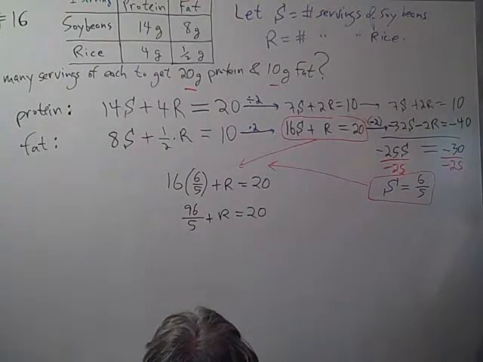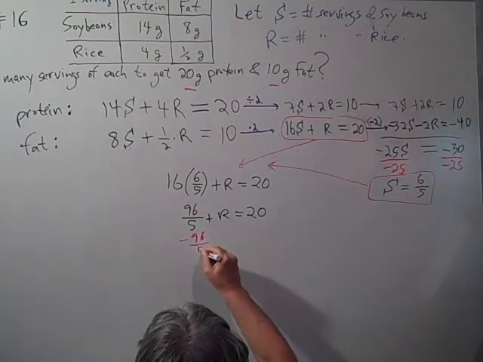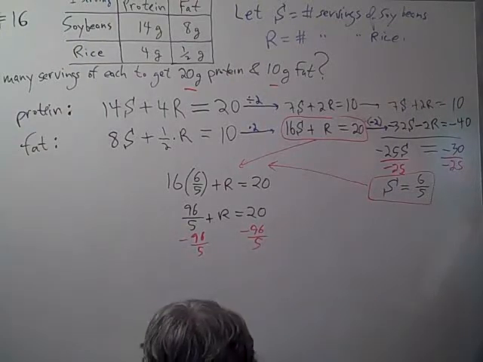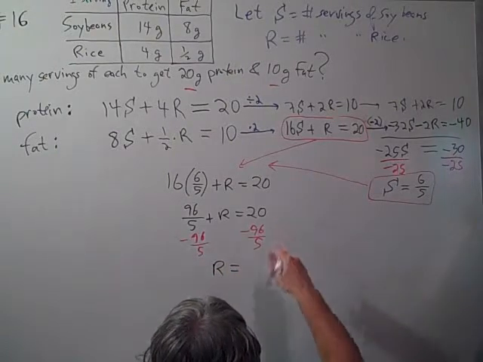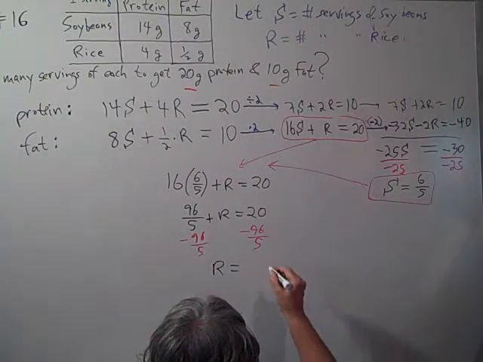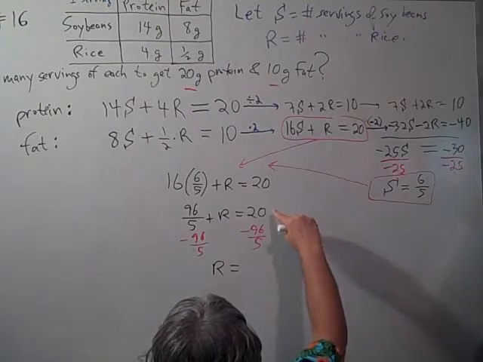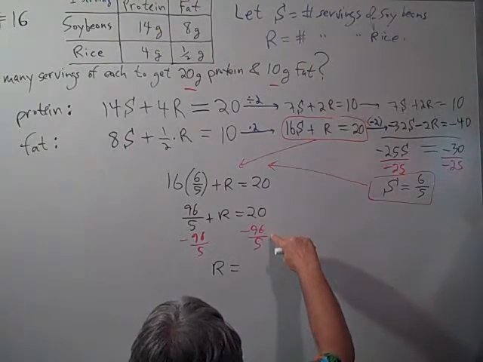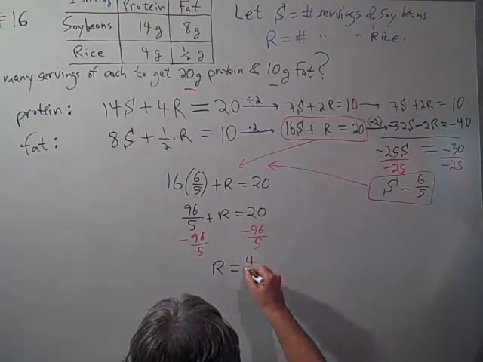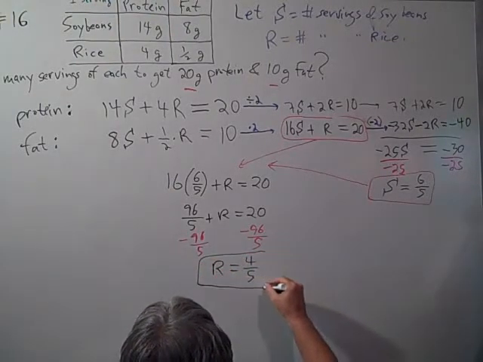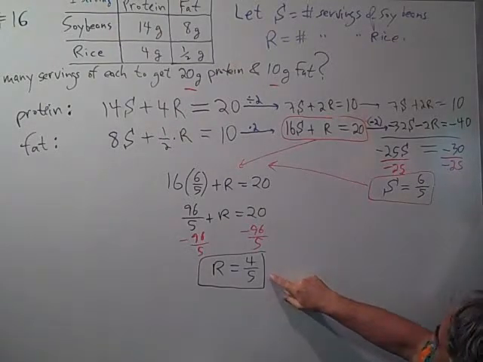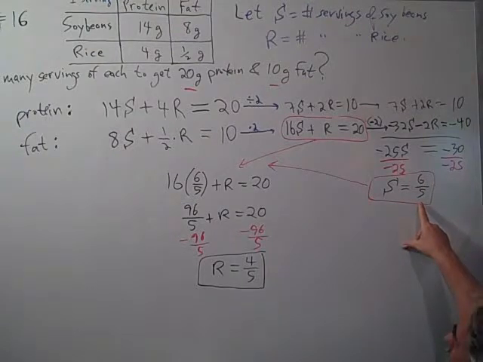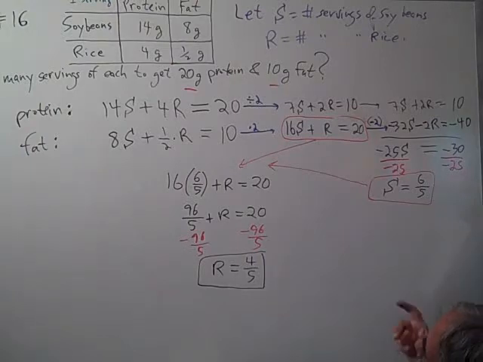And if I take away 96/5 from both sides, we get that R equals, well, 20 times 5 is 100, so this ends up being 100/5 minus 96/5 leaves 4/5. So we've got 4/5 of a serving of rice combined with 6/5 of a serving of soybeans, and we should end up with then exactly 20 grams of protein and 10 grams of fat.